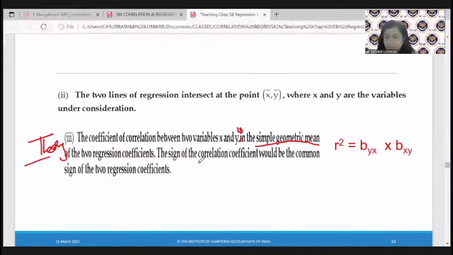The sign, very important again. The sign of the correlation coefficient would be the common sign of the two regression coefficients. So if both byx and bxy are negative, r will be negative. If both are positive, r will be positive.